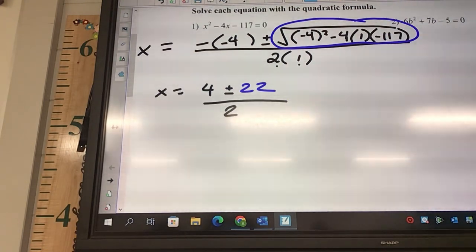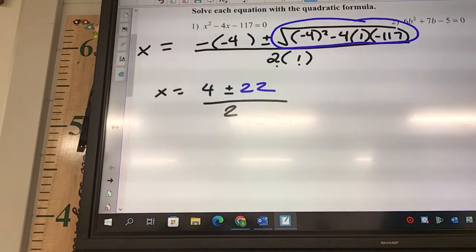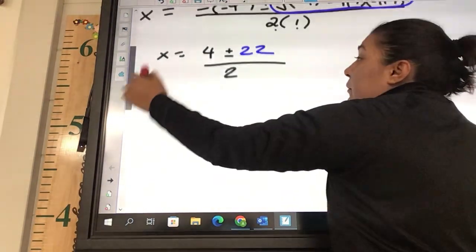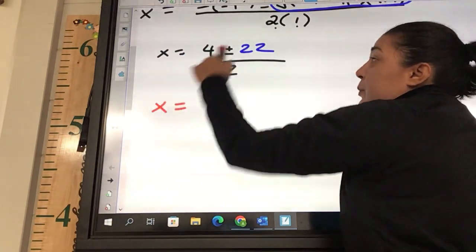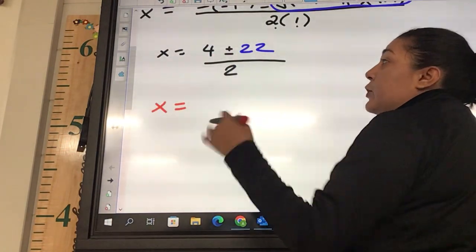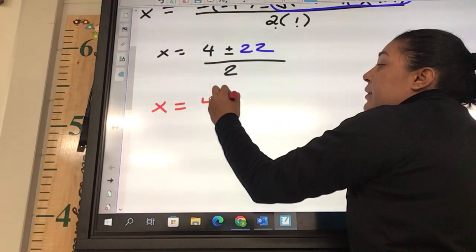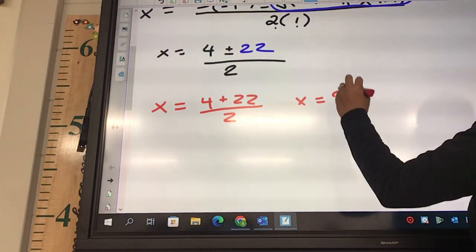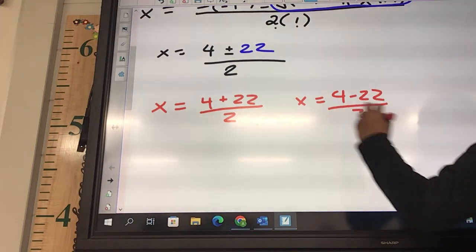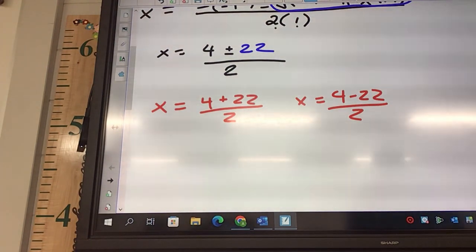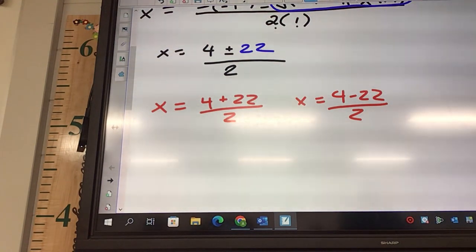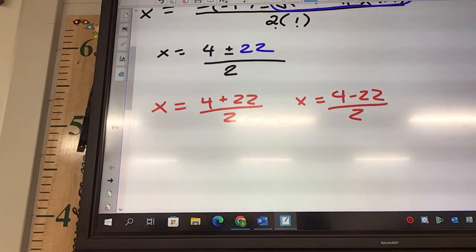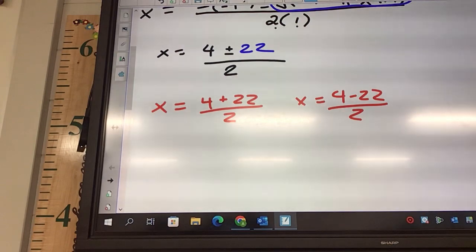Now, on this first one, I'm going to do it really slow. The rest of them, we're going to skip this step. So we got x equals, see this plus minus? We're going to write this twice. x equals 4 plus 22 over 2, and x equals 4 minus 22 over 2. Now turn your calculator on and hit your fraction button.